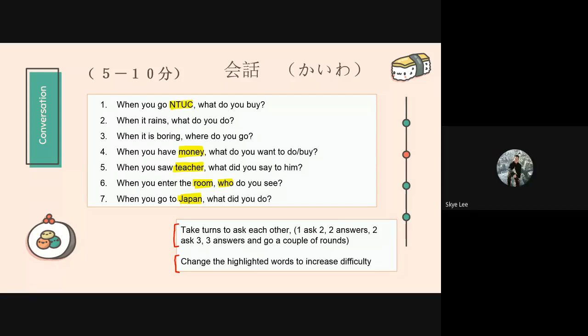And so when you go to Japan, what did you do? 日本に行くとき、何をしましたか？日本へ行くとき、sushi ya. Ah, okay. Simpler. Yeah, sushi o tabemasu. Okay.